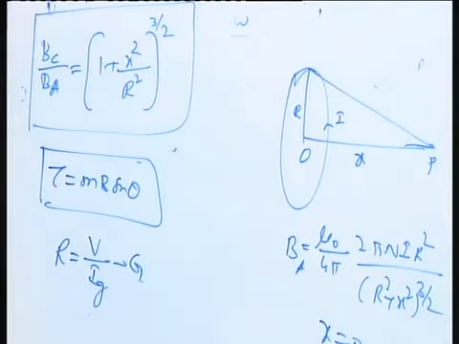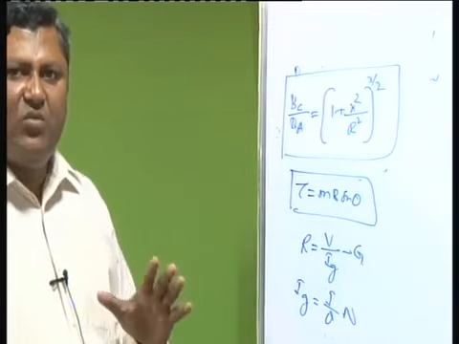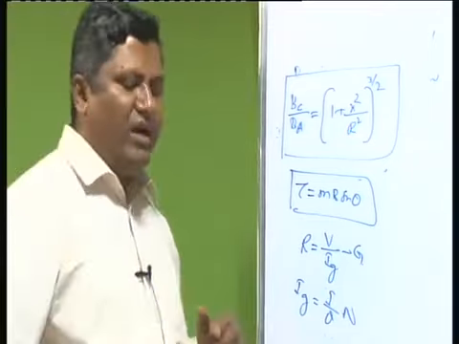This resistance value you connect in series with the galvanometer, so that the galvanometer acts as a voltmeter. And if you want to convert a galvanometer into an ammeter, then the formula is S equals Ig into G divided by I minus Ig.